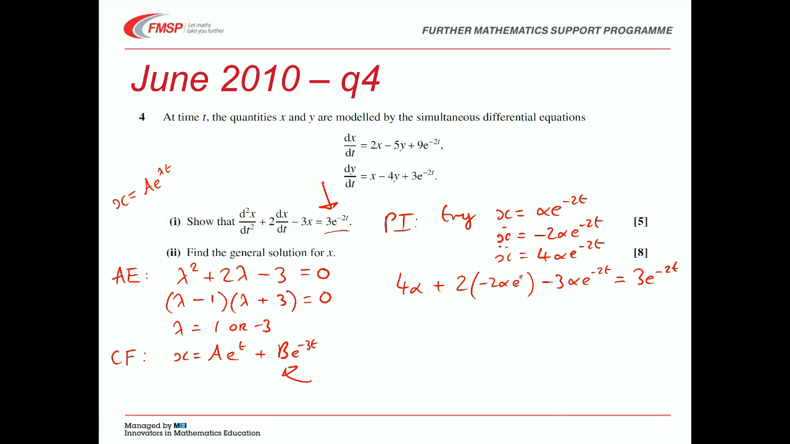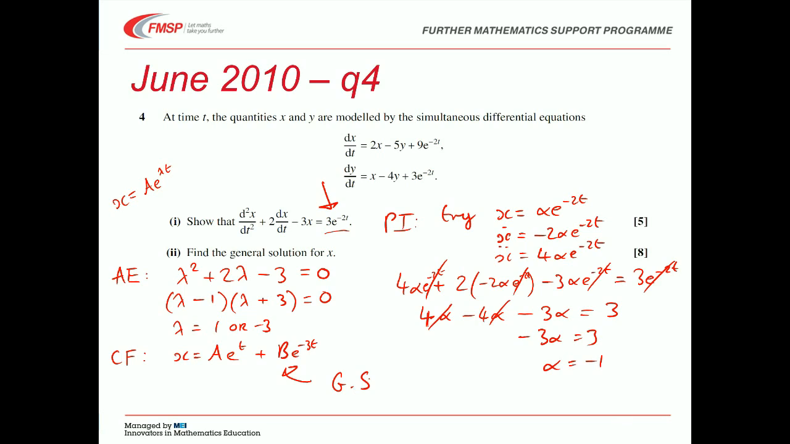Confusingly, then I have written e to the minus 2t, so let's just put that in order for me to cross it out. You can see why I was reluctant to write it, but my instincts took over. Altogether then, we've got 4 alpha minus 4 alpha minus 3 alpha equals 3. These two have gone. Minus 3 alpha equals 3. Alpha, I think, must be minus 1. Which means we have a general solution.